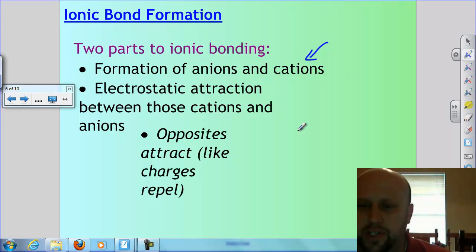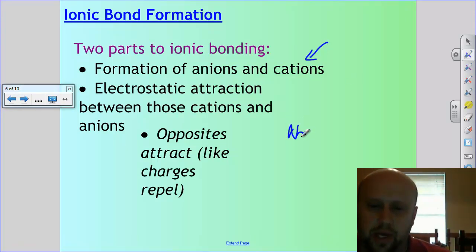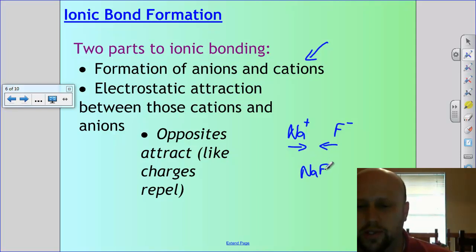Like in our previous example, we had a sodium with a positive charge and a fluorine with a negative charge, and so those two things are attracted to each other. Opposites attract electronically and magnetically. So those two things come together and form sodium fluoride. That works well because they each have one positive and one negative charge.